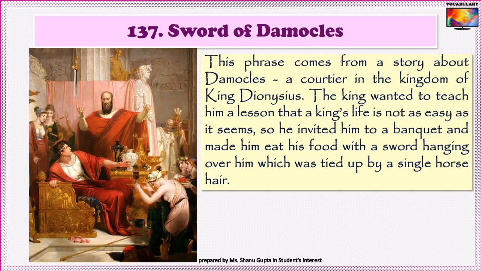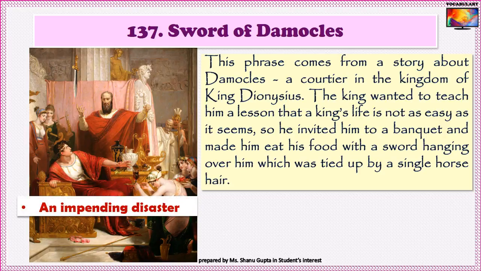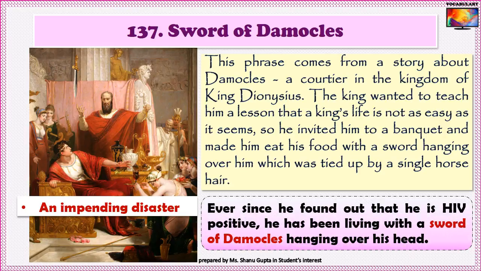The expression sword of Damocles thus refers to an impending disaster. If a sword of Damocles hangs over someone, they are in a situation where something bad is likely to happen to them very soon. For instance, ever since he found out that he is HIV positive, he has been living with the sword of Damocles hanging over his head.